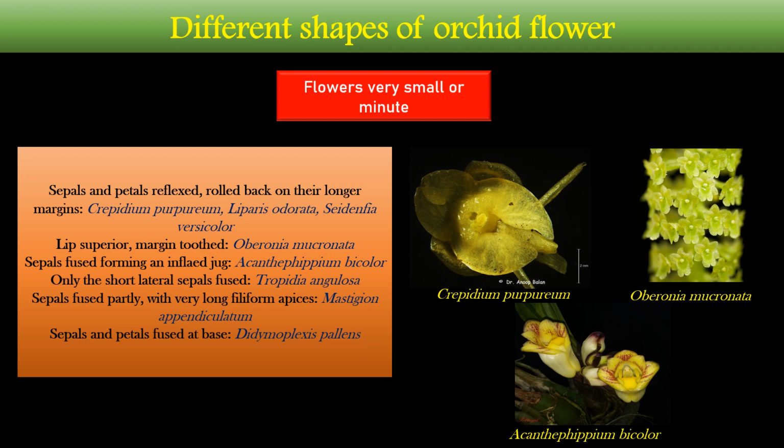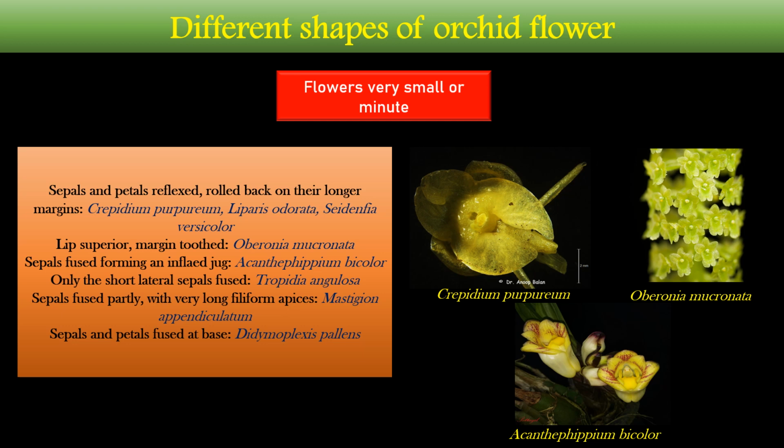Then comes to the sepals fused forming an inflated jug, Acanthephippium bicolor. So it is very minute in shape, so you have to go through it first. Because Acanthephippium bicolor has a bulbous-like structure. So for that the flower structure you can say is minute or very small in size.